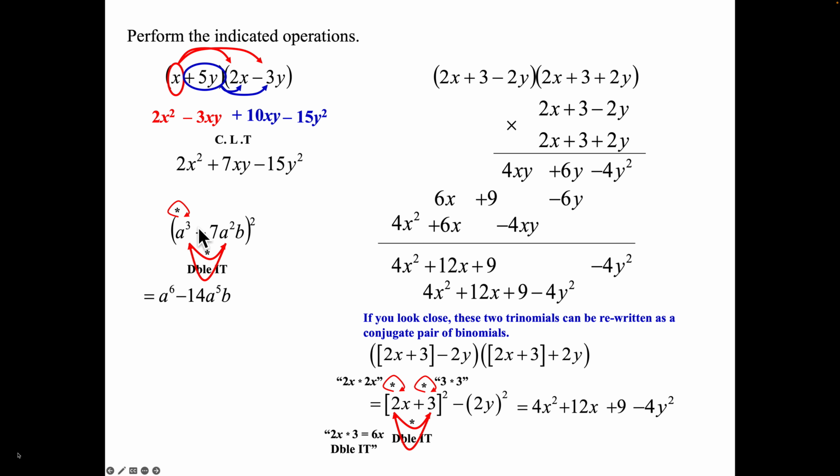All right, here we go. Negative 7 times negative 7, we're going to get a positive 49, a squared squared, a to the fourth, b squared, and you're done. There's my answer. I hope you enjoyed some of these shortcuts that you might encounter in the homework.